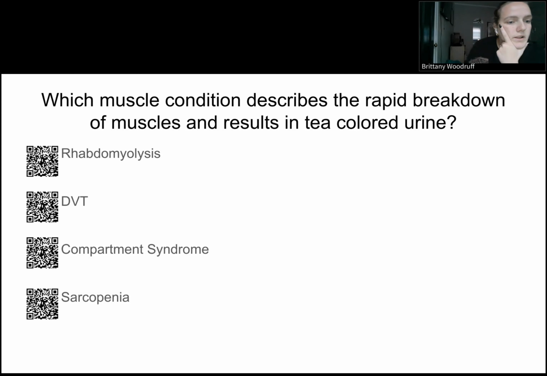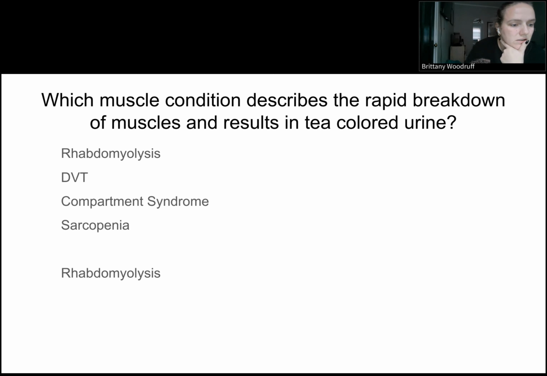Yeah, so rhabdomyolysis, rapid breakdown of muscles and results in that tea-colored urine. DVT, deep vein thrombosis. That's going to be when you get like a blood clot in your leg. Compartment syndrome is when fluid starts building up in like a compartment of your body. And sarcopenia is like a progressive weakness that happens in older age.